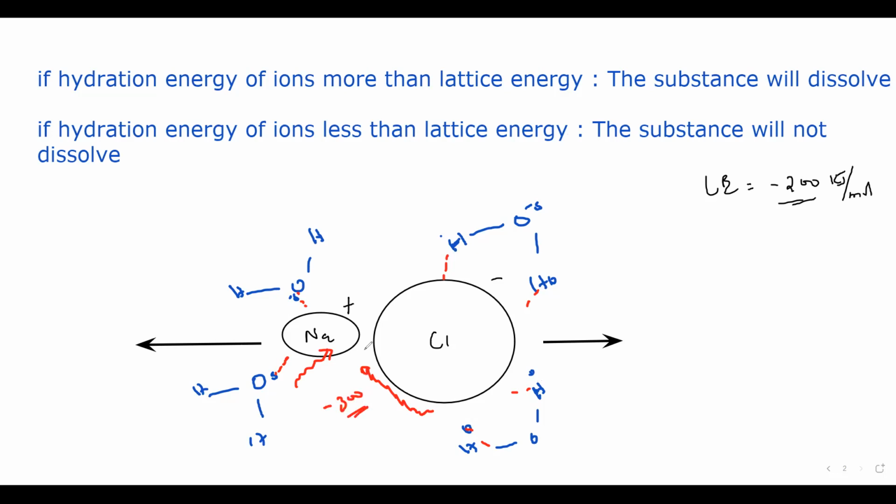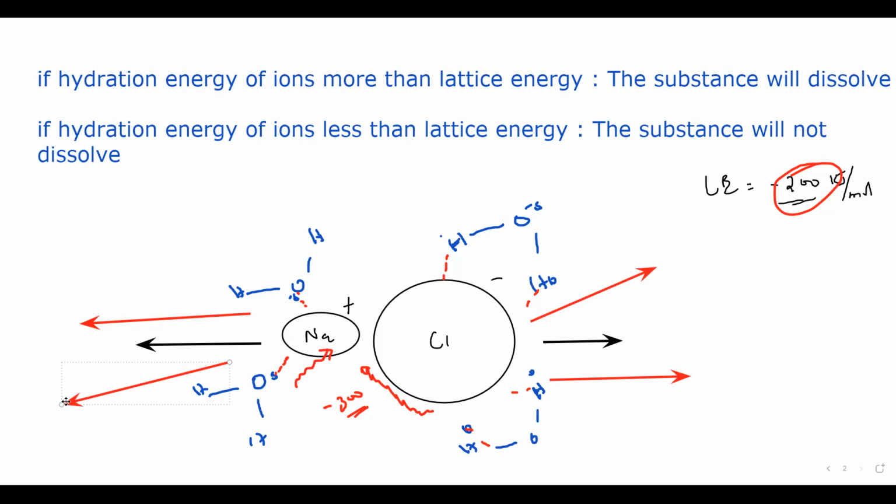It's exothermic. The energy needed to separate the ions is only 200, but when the ions are surrounded by water molecules, they release 300. So that energy is sufficient to separate the ions. As a result, the sodium ion and the chloride ion move away from each other, the ions spread out, and as the ions spread out, the ionic substance will dissolve.